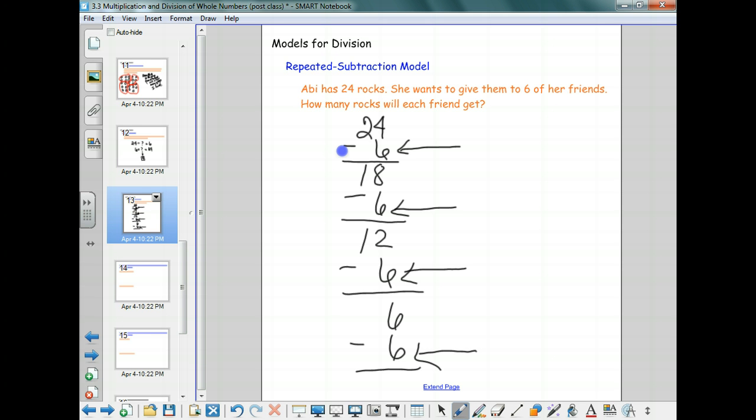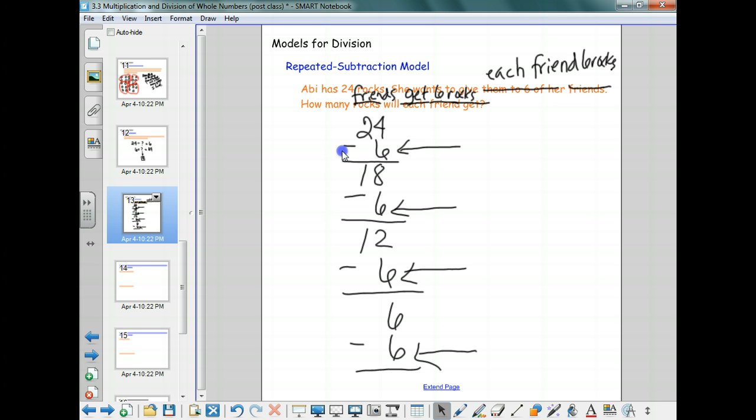She wants to give each friend 6 rocks. How many friends get rocks? Can I change it? No problem. The process works the same way, even with the problem set up. This was more fun because you got funny names, right?